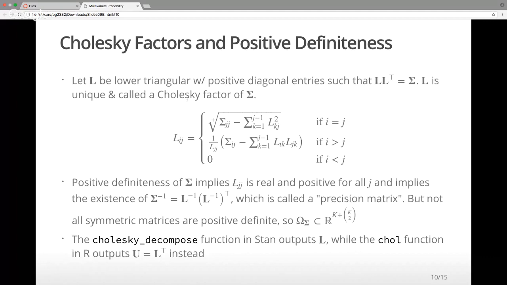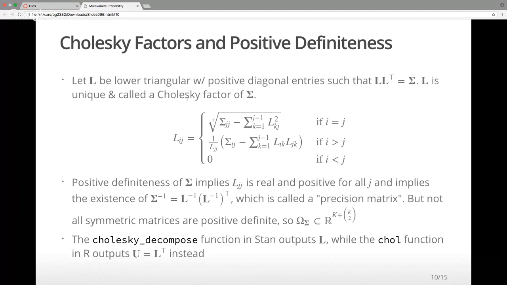So we say that sigma is positive definite if all of these diagonal elements of L are guaranteed to be real, which is to say this is bigger than this sum of squares. And so if sigma satisfies that condition, we say that sigma is positive definite, and covariance matrices are positive definite. Positive definite matrices are guaranteed to have an inverse. The inverse of a covariance matrix is known as a precision matrix.